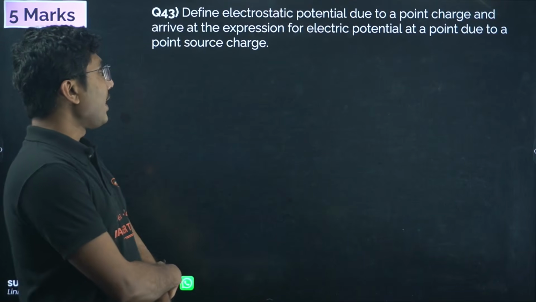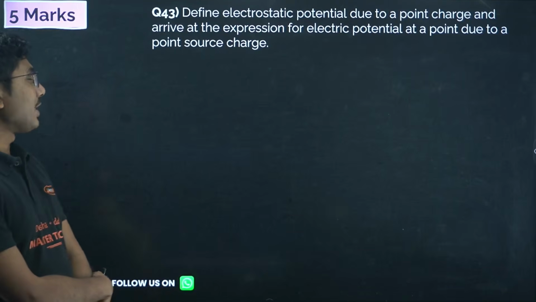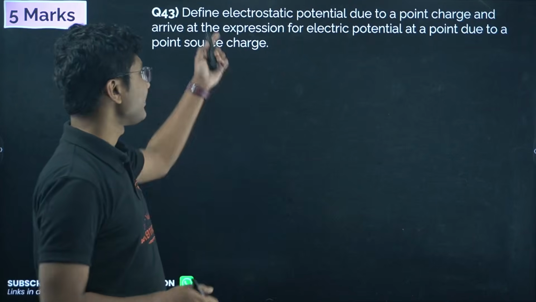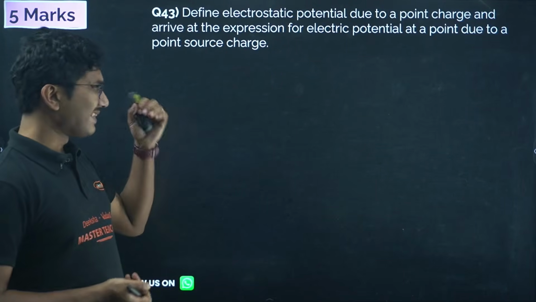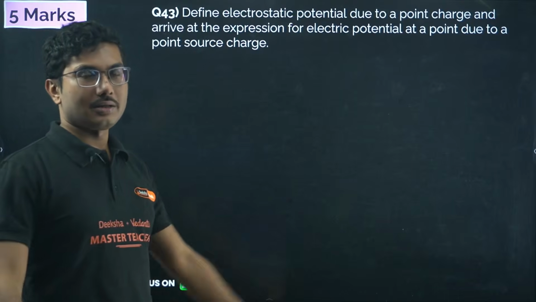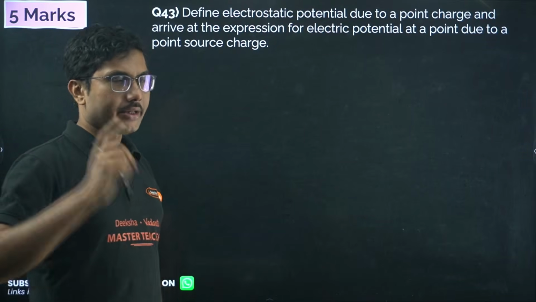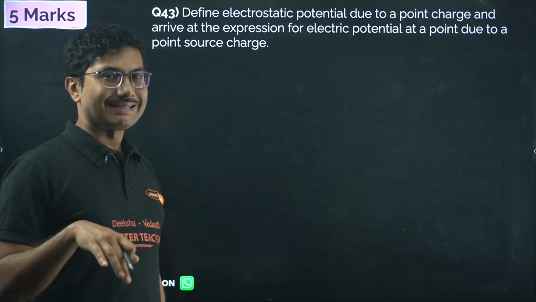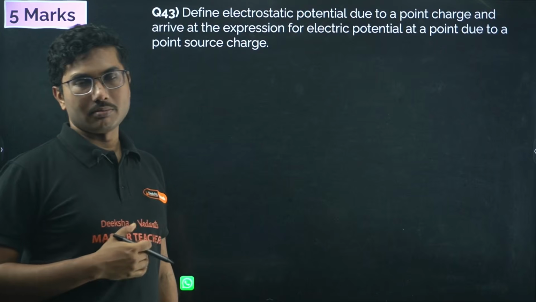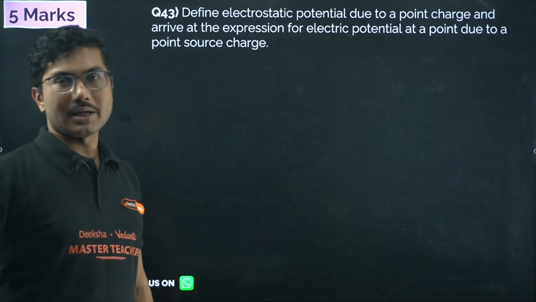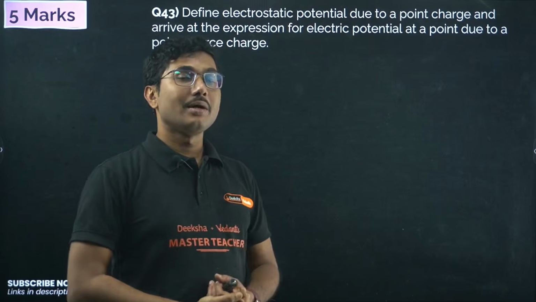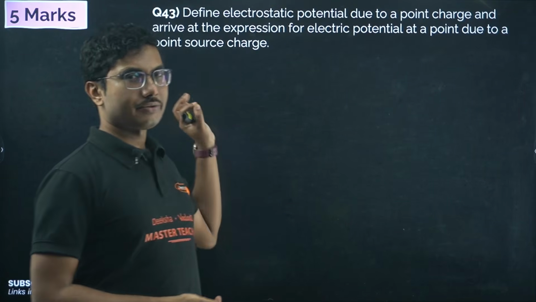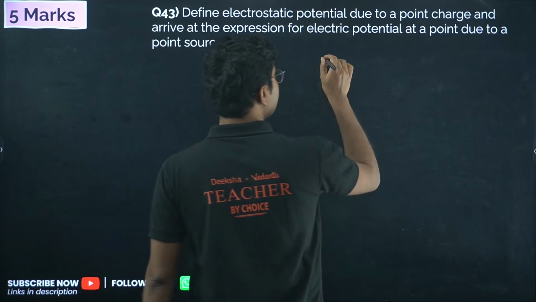Now next, define electrostatic potential due to a point charge and arrive at the expression of electric potential due to a point source charge. Now this definition, sometimes it comes, sometimes it does not. This is not as important as last year, because last year this question came in the first exam as well as in the second exam. So my opinion, this may not be coming this year, but don't think that it will not come, because in the past there are many instances where your PU board has given a question back to back year, so this question still might come, so you have to practice this question as well.